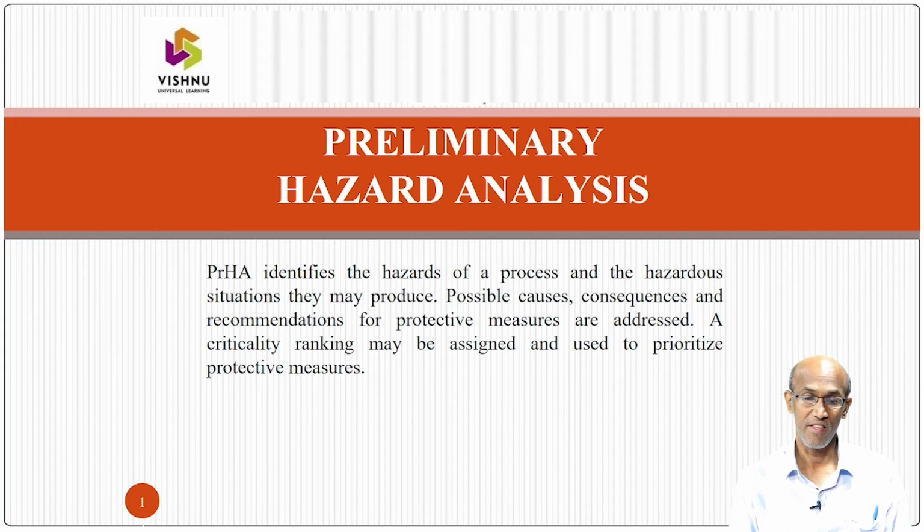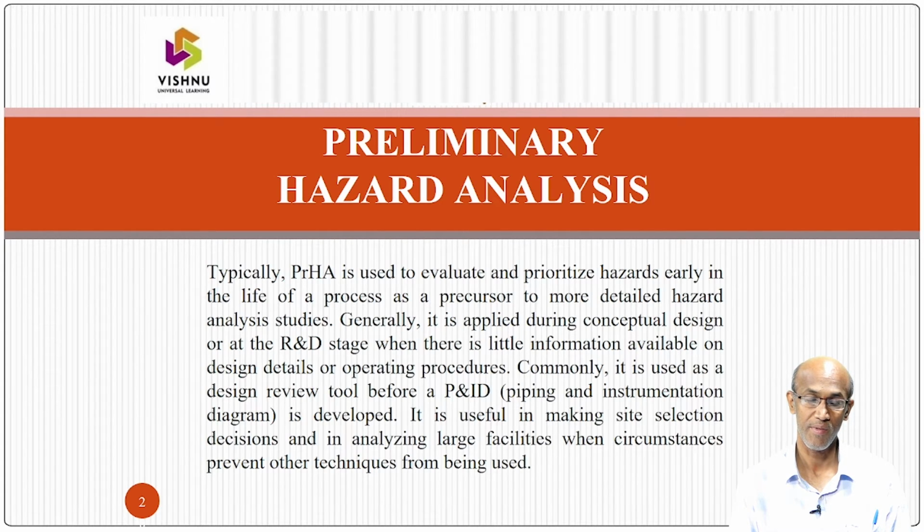Preliminary hazard analysis. Preliminary hazard analysis identifies the hazards of a process and the hazardous situations they may produce. Possible causes, consequences, and recommendations for protective measures are addressed. A criticality ranking may be assigned and used to prioritize protective measures.